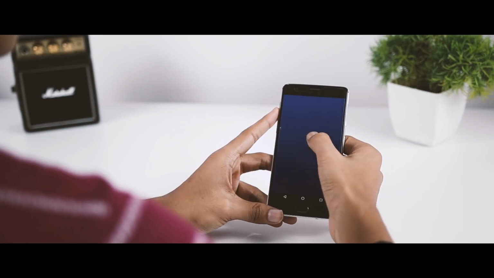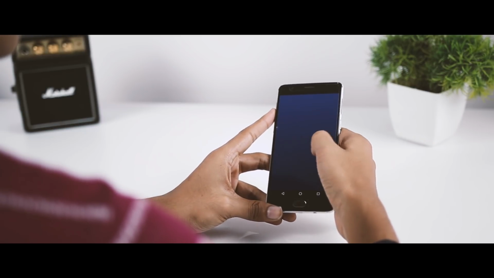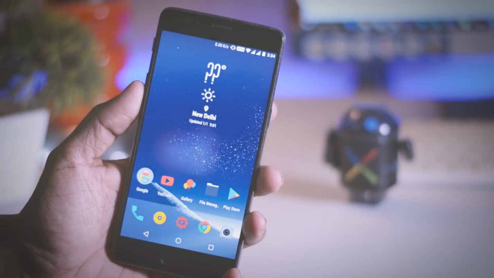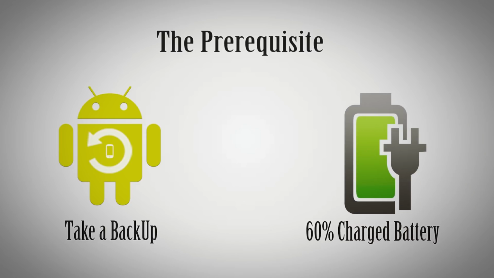I had already made a full tutorial video on how to install the open beta ROM, which I'm merging with this video, so you don't have to go through many videos. Now let's see how you can install it. The prerequisites are, first, I highly recommend you take a backup of your device before proceeding. Second, your battery should be at least 60% charged.